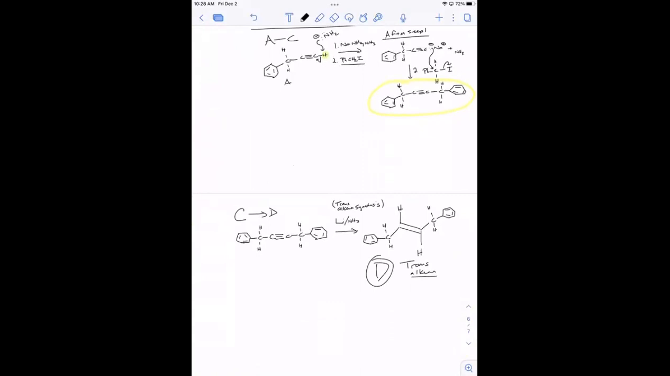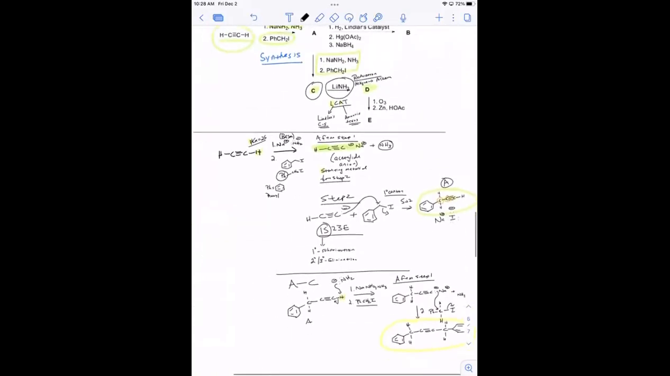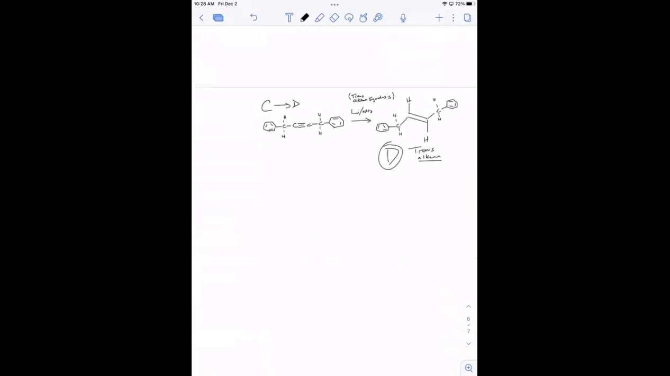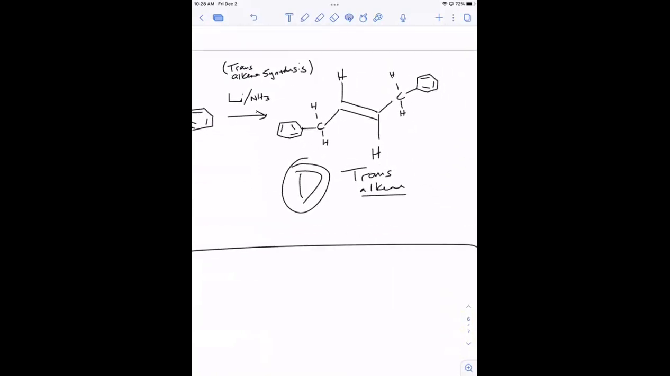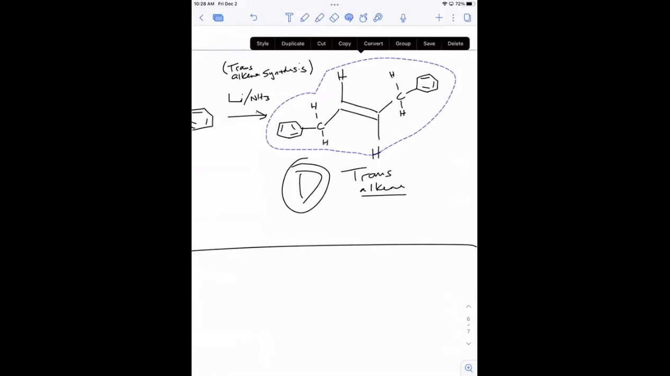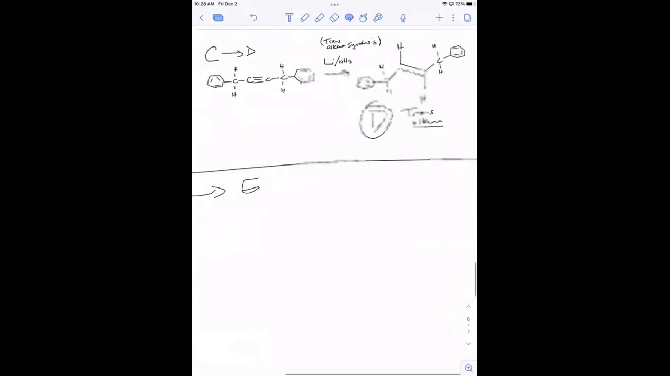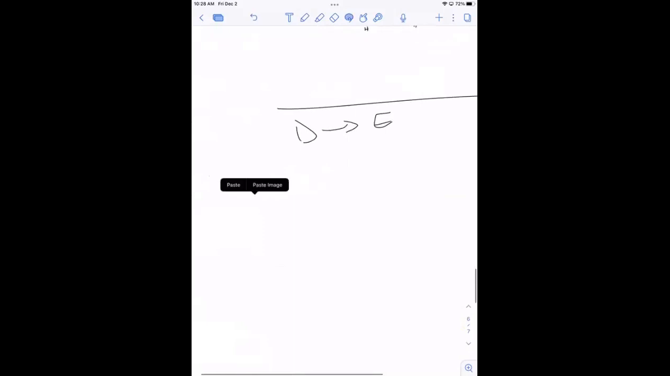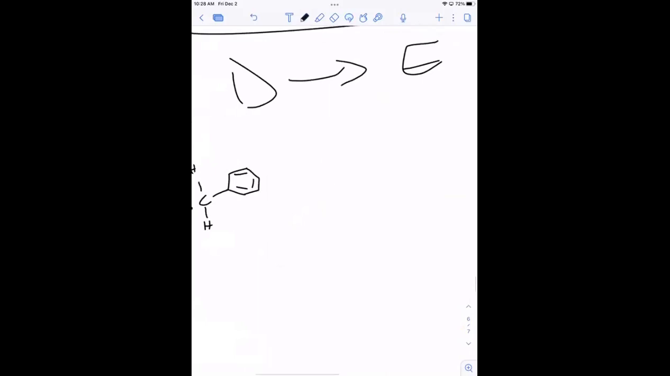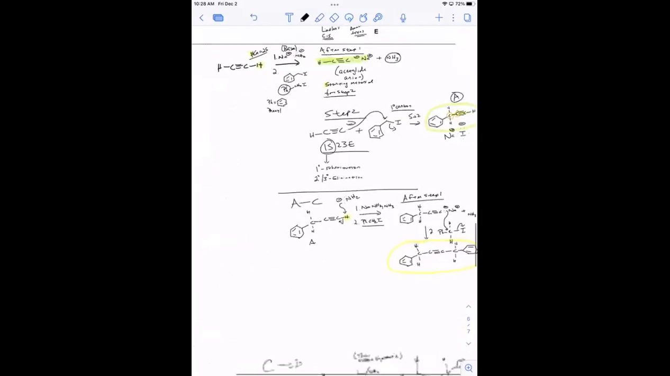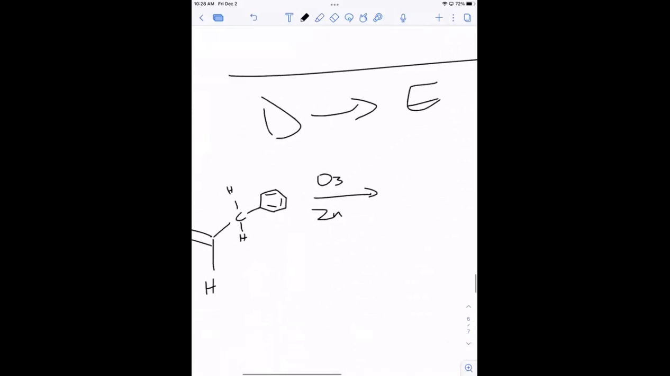All right. Let's finish D to E. Let's do that. So D to E. It's going to be that trans double bond. I'm just going to copy it here. And then this is in the presence of ozone, followed by zinc metal. I think that's what's up there. So that's in two steps though. And acetic acid.